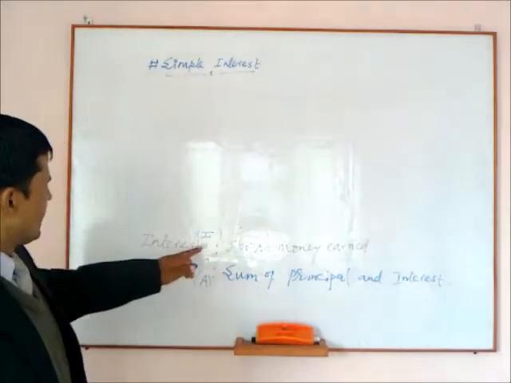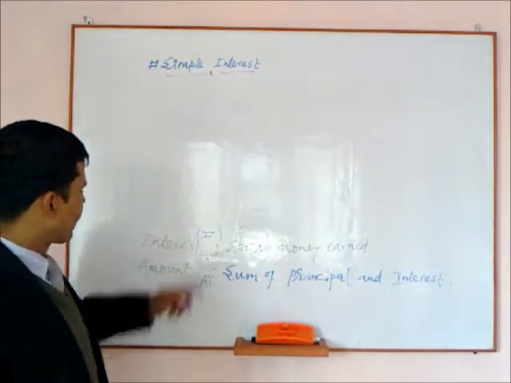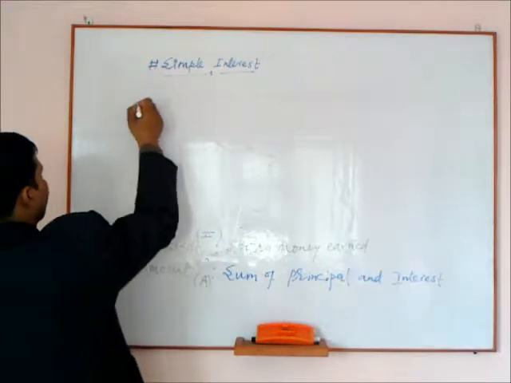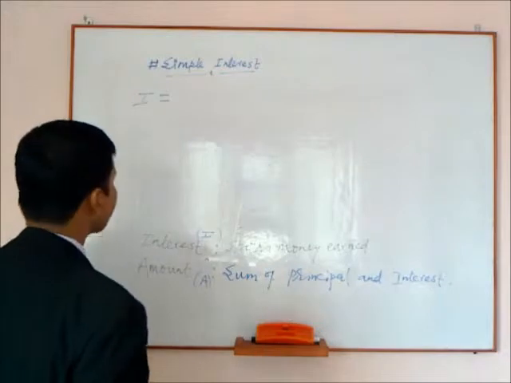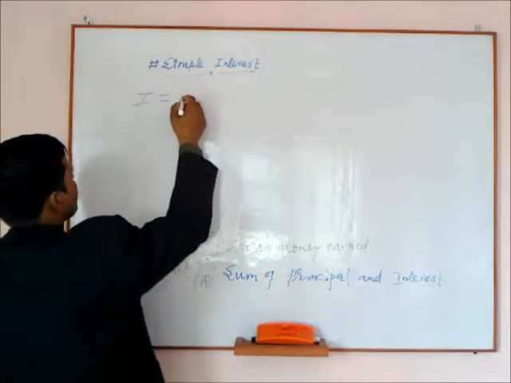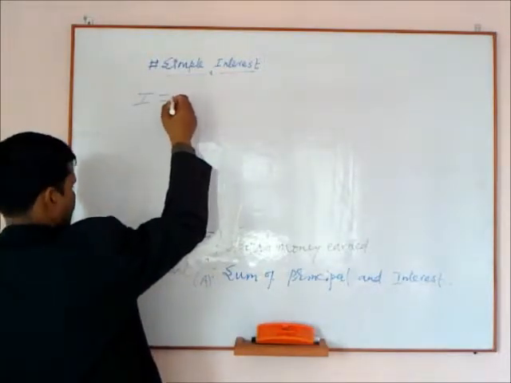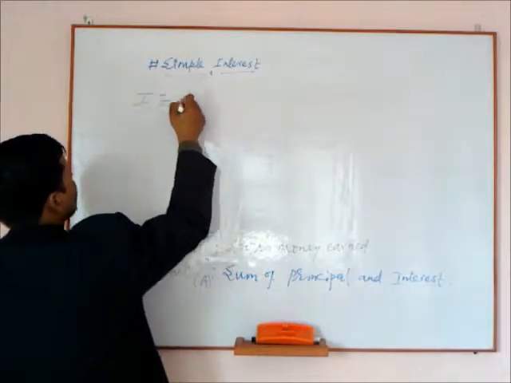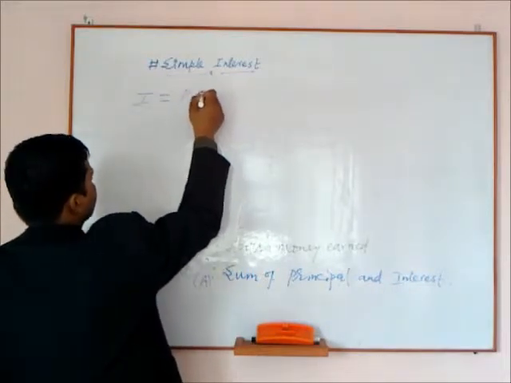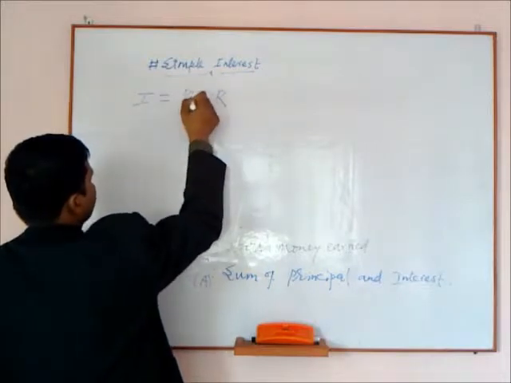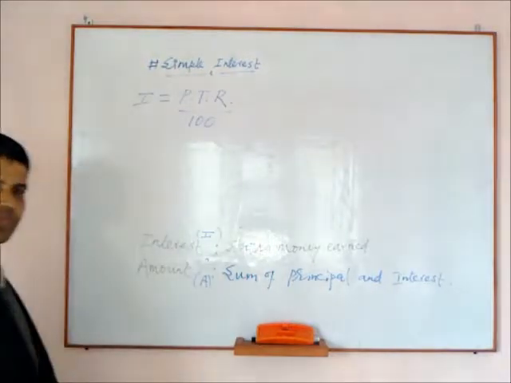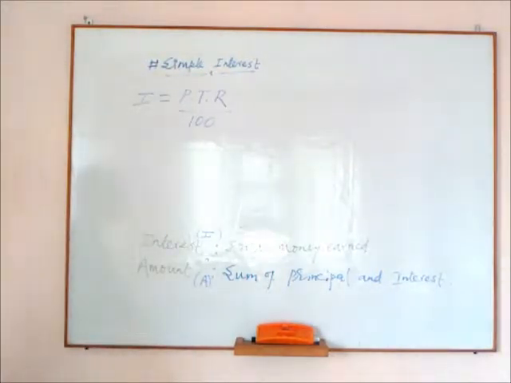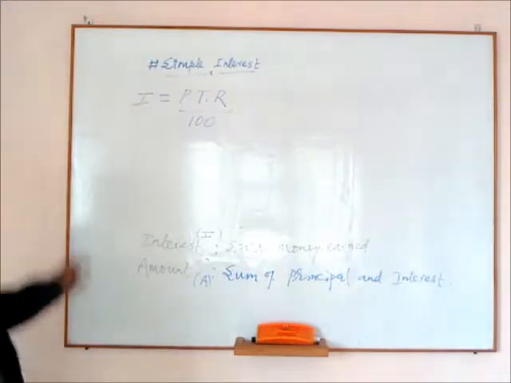So we have mentioned here that I equals P times T times R, PTR divided by 100. This gives total interest. How does this come?